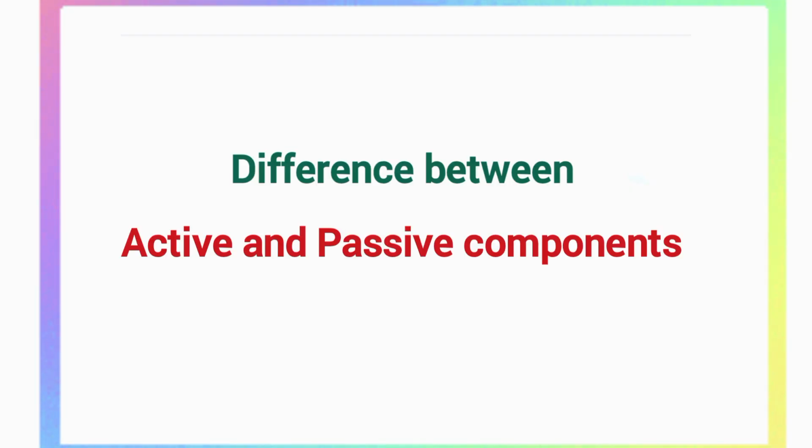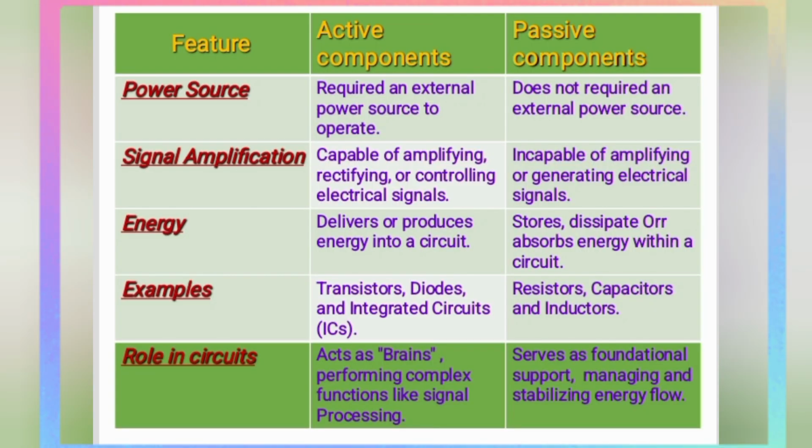Difference between active components and passive components. Active components require an external power source to operate, whereas passive components do not require an external power source. Active components are capable of amplifying, rectifying, or controlling electrical signals, whereas passive components are incapable. Active components deliver or produce energy into a circuit, whereas passive components store, dissipate or absorb energy within a circuit. Examples of active components are transistors, diodes, and integrated circuits.